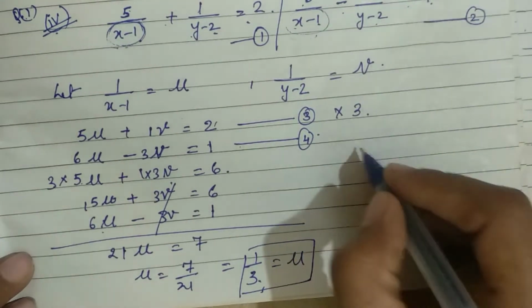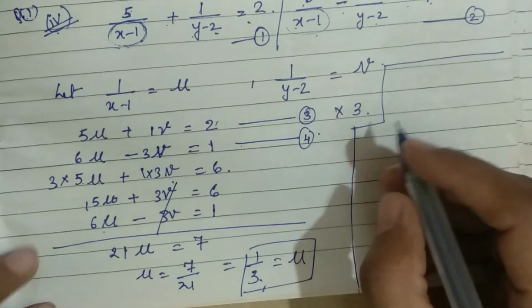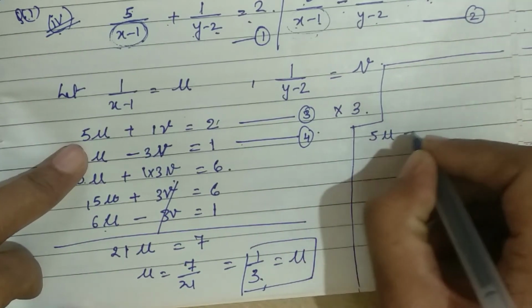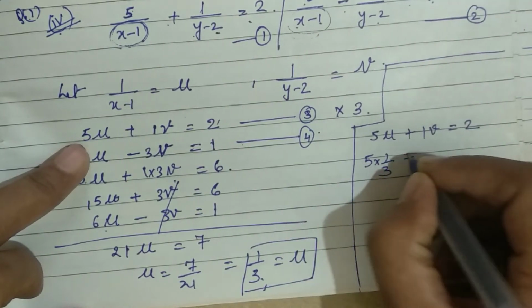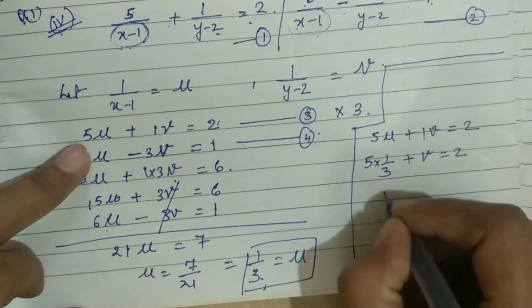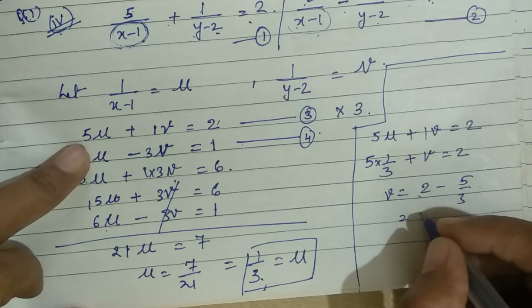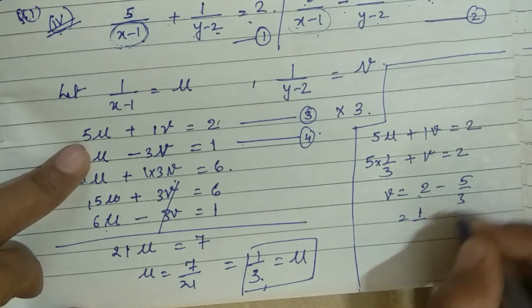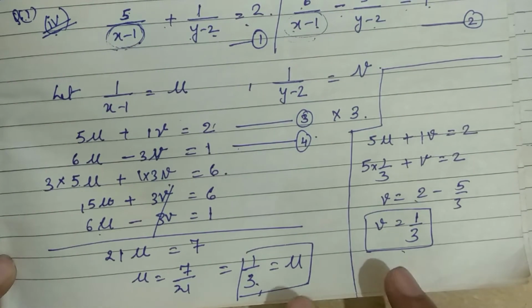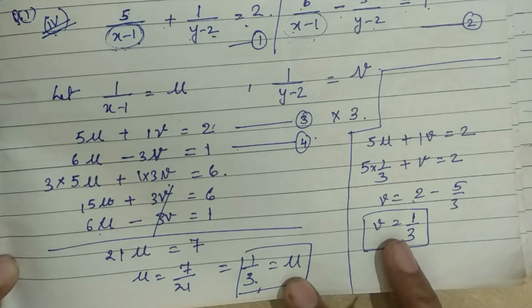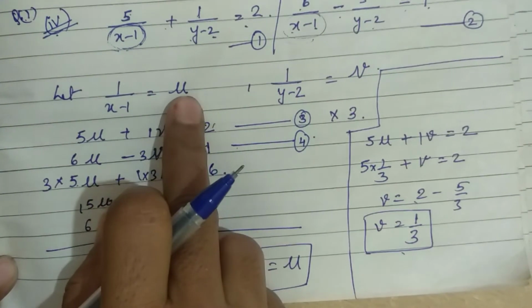Now we are finding the value of v. For u, we put in 5u plus 1v equals 2: 5 into 1 upon 3 plus v equals 2, then we get v equals 2 minus 5 upon 3, that is 6 minus 5, that is 1 upon 3. So we get the value of v as 1 upon 3. Now these are the values of u and v. Now we put these values in the given supposition, then we find x and y.